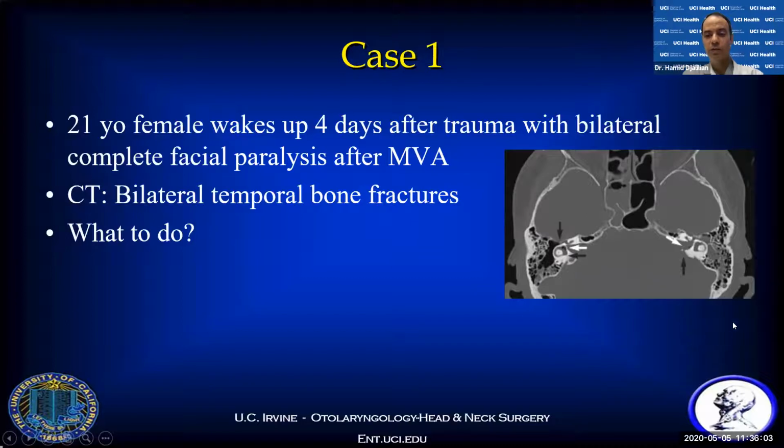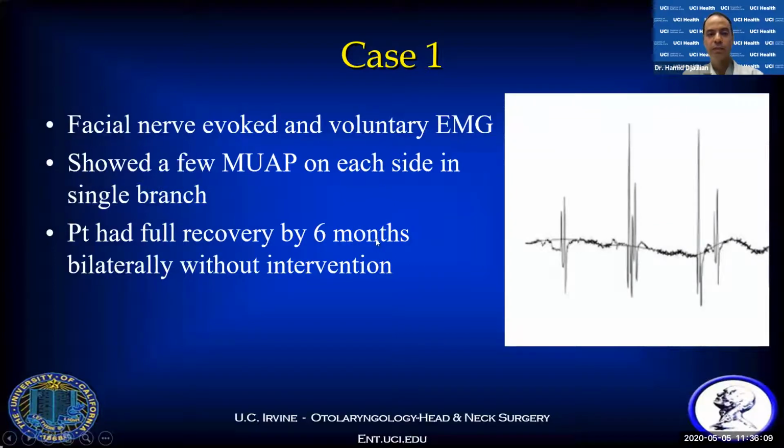You have a 21-year-old with bilateral paralysis, and you know it's a big deal. So what we did is we did an evoked and voluntary EMG, and evoked she didn't have anything, but on the voluntary she had a few, one on the orbicularis oculi on one side, and then one on the orbicularis oris on the other side. That is all she had.